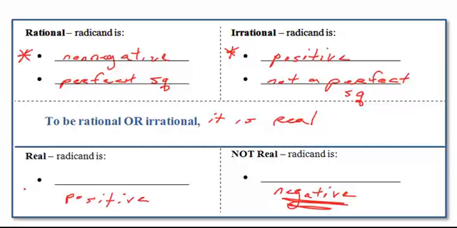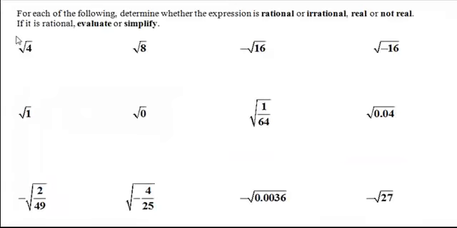So when you're looking at these, the first thing I do is decide whether or not it's real. If it's not real, the radicand is negative, and we're done. If it is real, then we look here. Well, is it a perfect square? If it is, then we have a rational expression. If it is not a perfect square, then we have an irrational expression. So what we'd like to do is, for each of the following, decide whether the expression is rational or irrational, real or not real, and then if it is rational, evaluate or simplify.